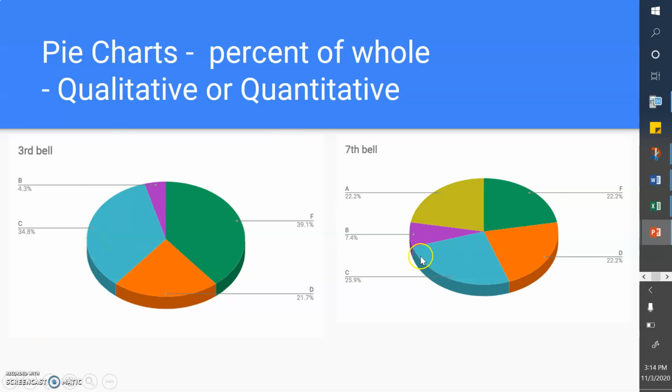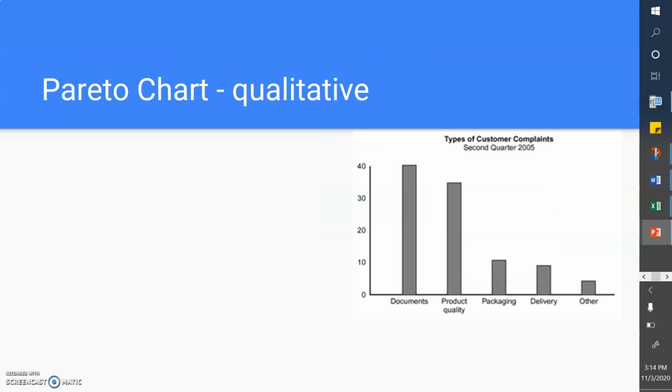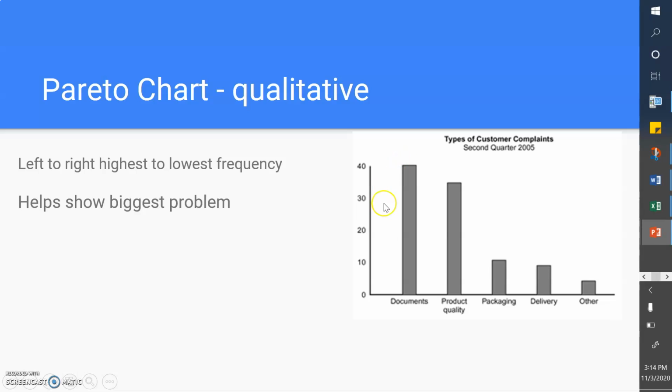But if all you care about is percents in that one group, pie graphs are great. But comparing pie graphs is a little bit tricky and can be misleading. A Pareto chart is a special type of bar graph where you only use them for category data, qualitative data, where you put things in categories, and there's a couple other key features. You always put these in order. The highest frequency goes on the left, and then it goes down from there. The reason that you do that is that it helps show where the biggest problems or the biggest helps are. In this case, this is about complaints, so we're going to see the biggest problems.